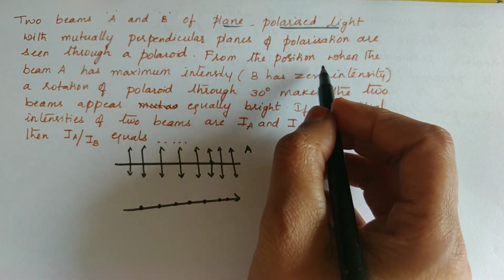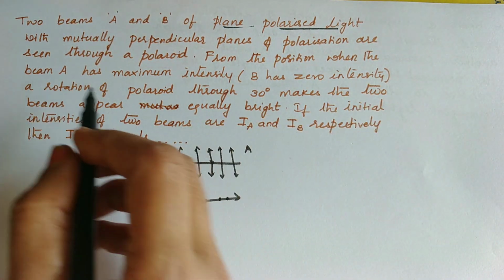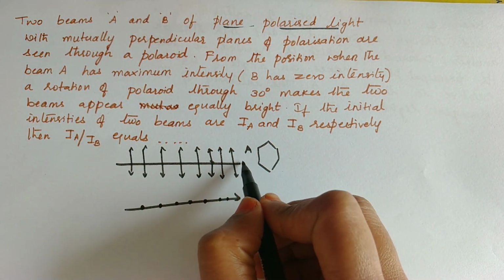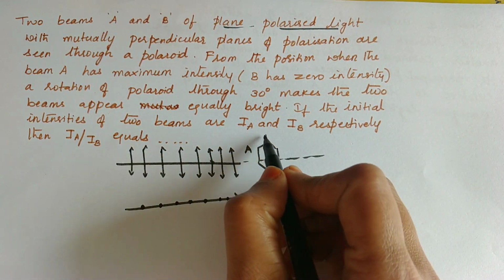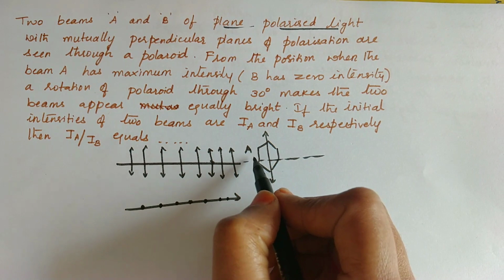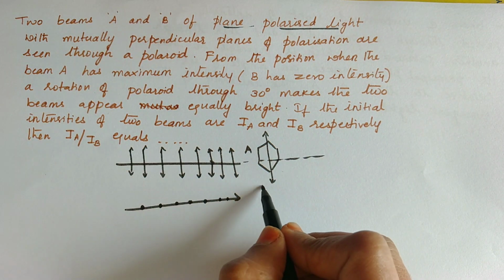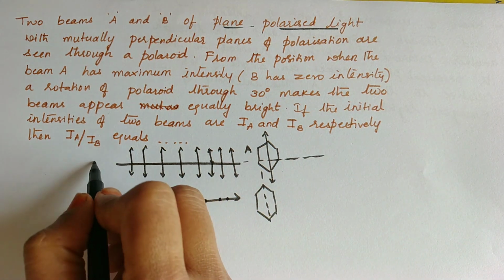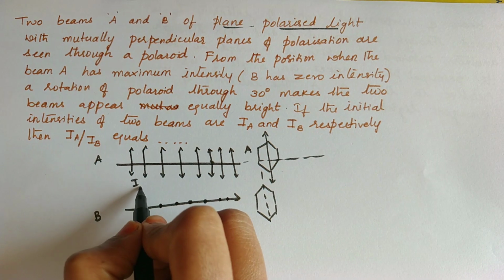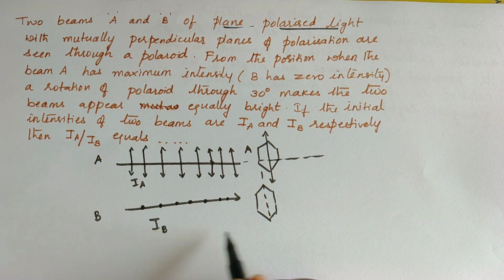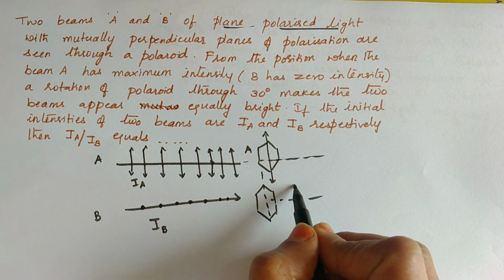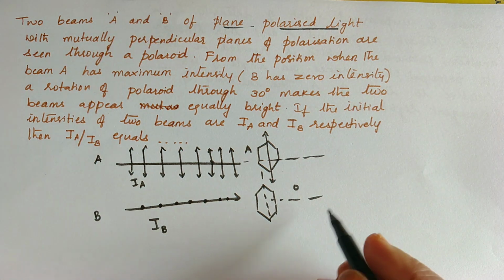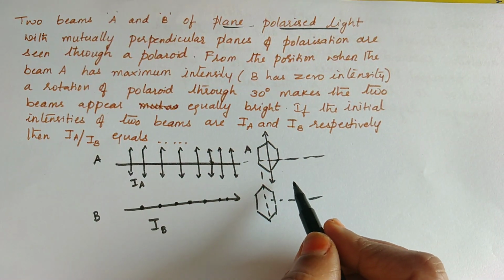Then it is passed through a Polaroid from a position when A is maximum. If I represent a Polaroid by a hexagon, we know when will intensity of A be maximum? If the pass axis is parallel to the electric field. So this is the position of the Polaroid. For the same position, in case of the second light, this is A and this is B, let this intensity be IA and this have an intensity IB. So here your output will be 0 because the pass axis is perpendicular to the electric field, output intensity is 0 according to Malus's law.